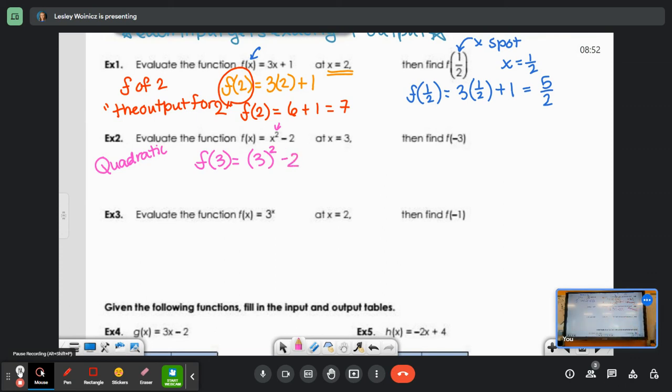So what's 3 squared? 9. So 9 take away 2 is 7. So we can say the output for the input 3 is 7. If I were to write that as an ordered pair, that would give me the point (3, 7), where the 3 is the x and the 7 is the y that I get when I plug in the x. Easy peasy lemon squeezy.